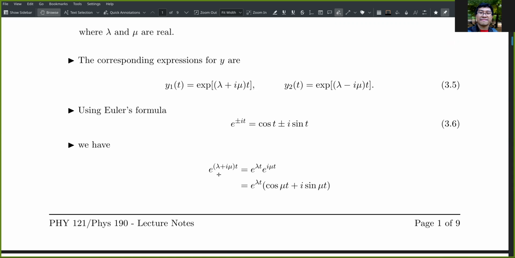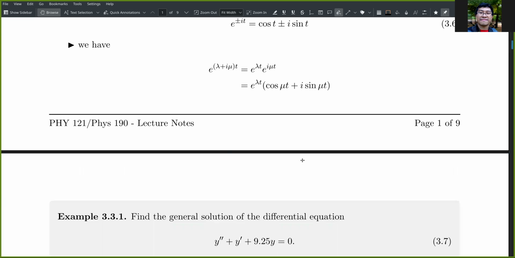So we have e^((lambda plus i mu)t). We can distribute t and then separate the additive terms, so e^(lambda t) times e^(i mu t). Then e^(i mu t) is given by cosine mu t plus or minus i sine mu t. This plus minus means that if it's plus, you choose plus; if it's minus, you choose minus.